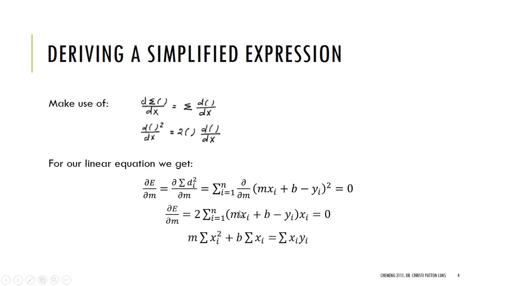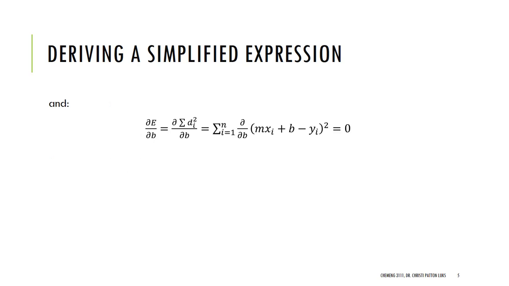If I just rearrange this, because the 2, I can divide everything out, and I can take the sum of each piece individually, I end up with this. So m times this grouping plus b times this grouping is this. So m times the sum of all of my x's squared, and then add them up, plus b times the sum of just my x's, is equal to the sum of the products of x and y. Let's do this for the parameter b.